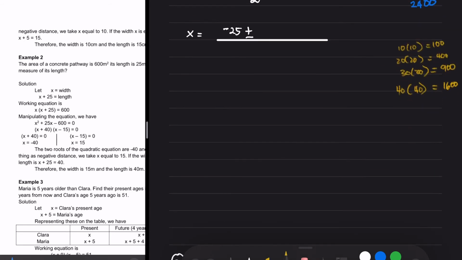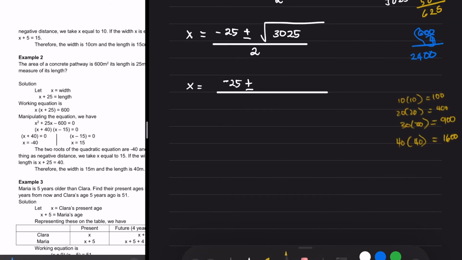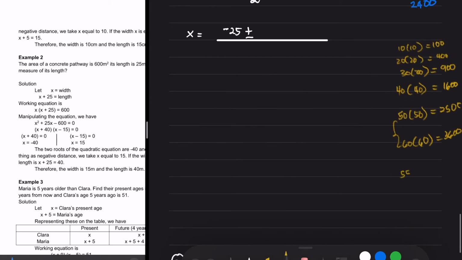So, mataas pa dito. Kailangan natin ng, how about 60 times 60? 50 muna. 50 times 50, that's 2,500. So, higher than 50. 60 times 60, that's 3,600, right? So, in between siya ng 50 and 60. Since ang last digit is 25, so pwede kong try yung 55.